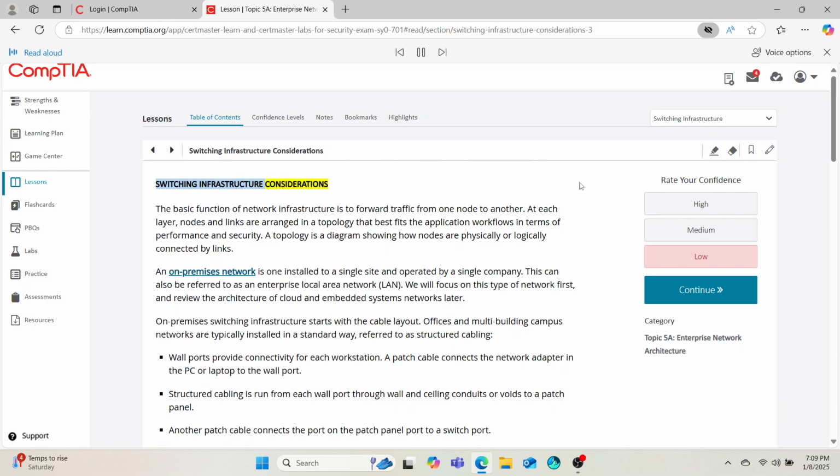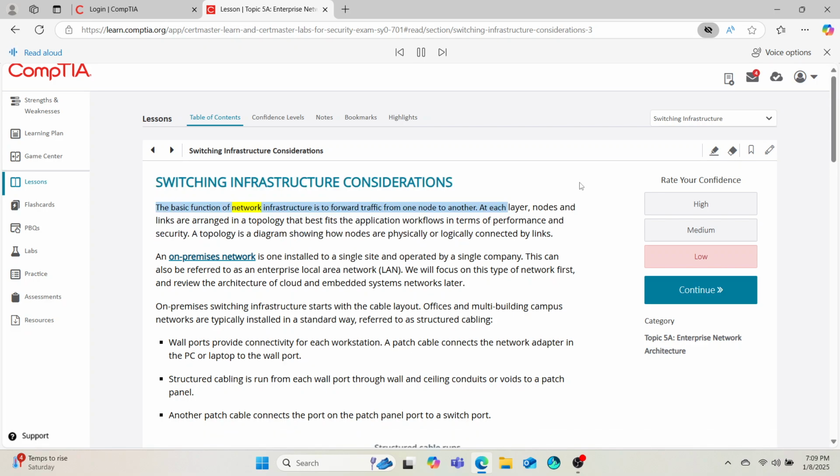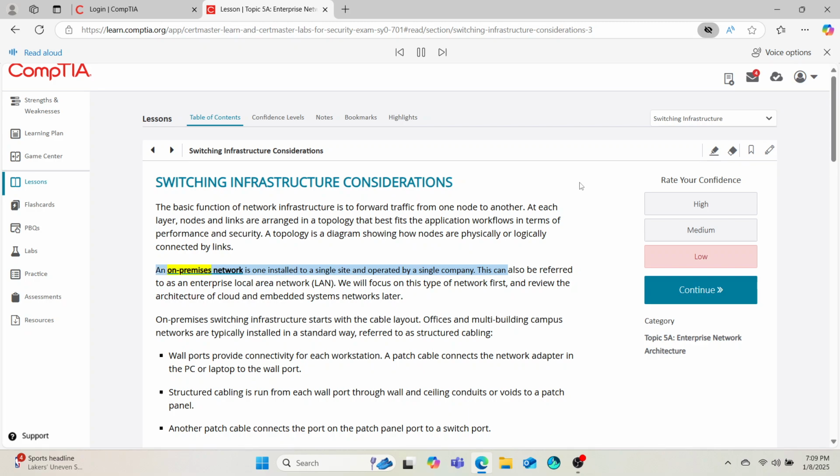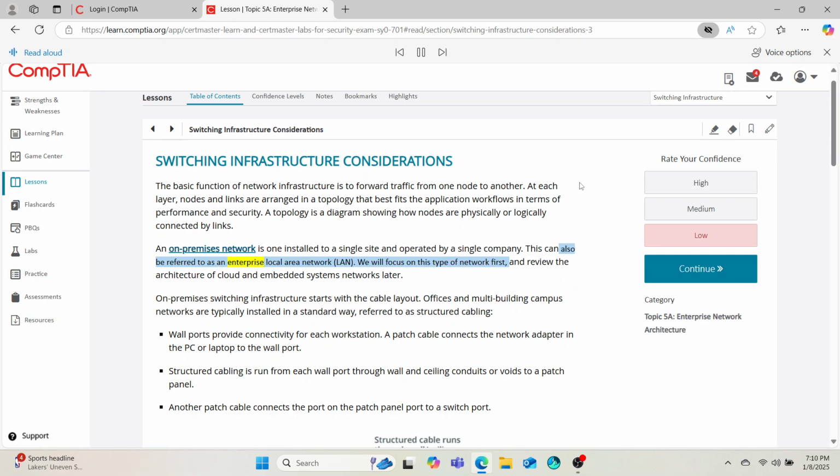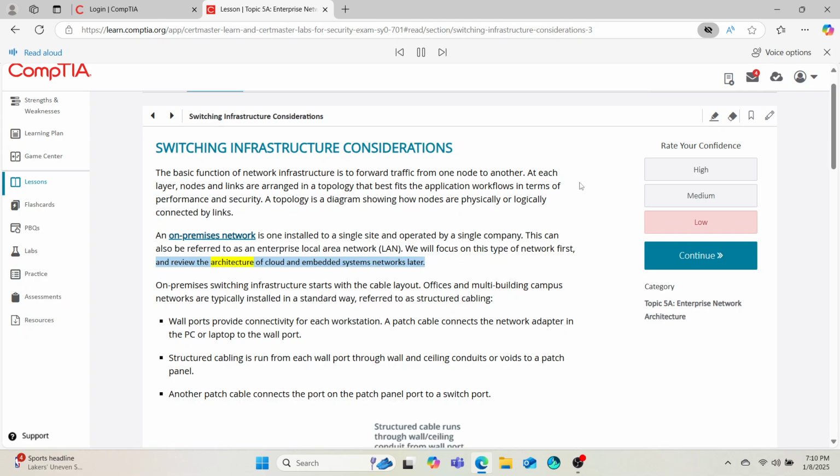Switching infrastructure considerations. The basic function of network infrastructure is to forward traffic from one node to another. At each layer, nodes and links are arranged in a topology that best fits the application workflows in terms of performance and security. A topology is a diagram showing how nodes are physically or logically connected by links. An on-premises network is one installed to a single site and operated by a single company. This can also be referred to as an enterprise local area network, or LAN. We will focus on this type of network first and review the architecture of cloud and embedded systems networks later.